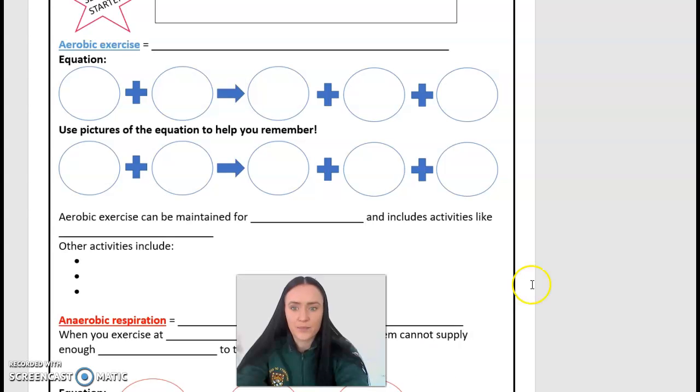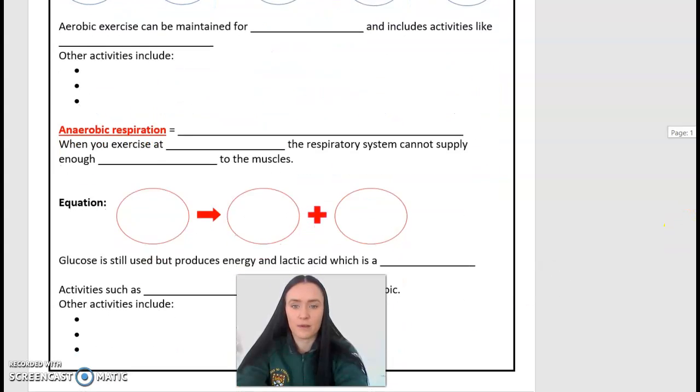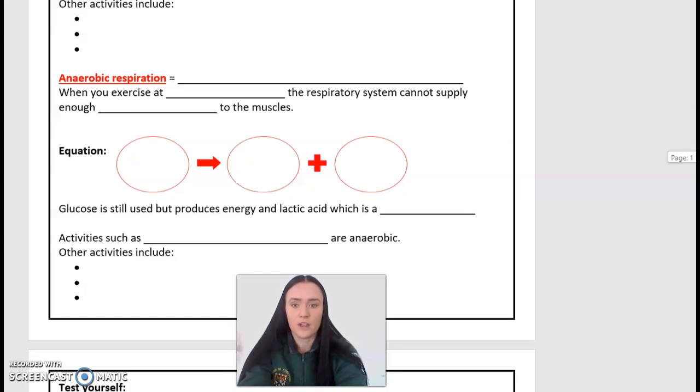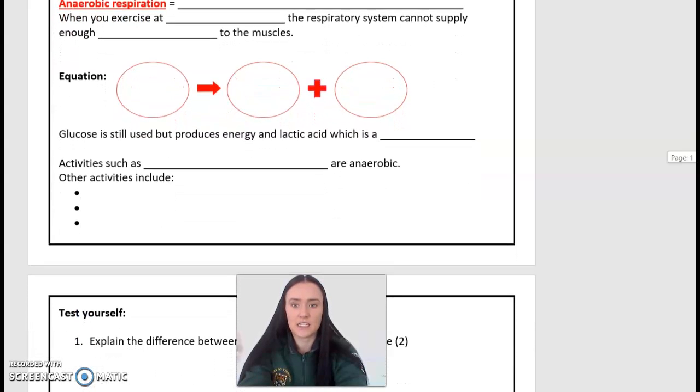And on the worksheet here, we've got our anaerobic respiration section, which is in red. So here we're looking for, to finish the sentence, without oxygen, and then when you exercise at high intensity. So I want to just keep instilling that difference between the intensity levels, and we know that it can't supply enough oxygen to the muscles. Then again, they can pop their equation in there if they want to draw pictures too. That's absolutely fine, but I thought maybe not for that one, just because it's a bit shorter, so it should be easier to remember. And then we've got a short sentence about lactic acid.